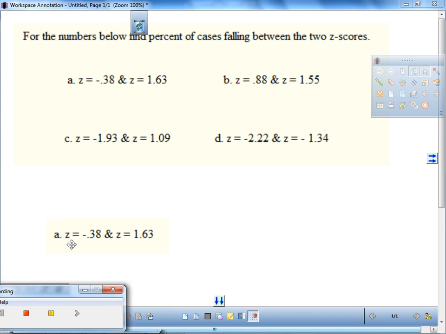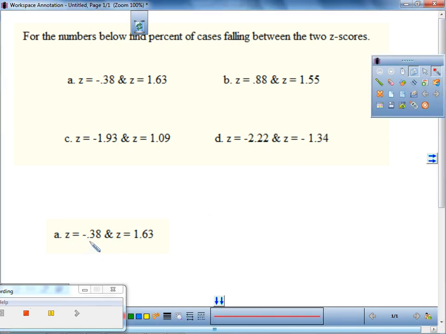So here, if we look at A, we're looking from a z-score of negative 0.38 to a z-score of 1.63. Now with this, for time's sake, I'm not going to show you how to look up each value in the table. But I'm going to look up the z-value of 1.63, and the z-value for negative 0.38, and show you how to find the area between the two.